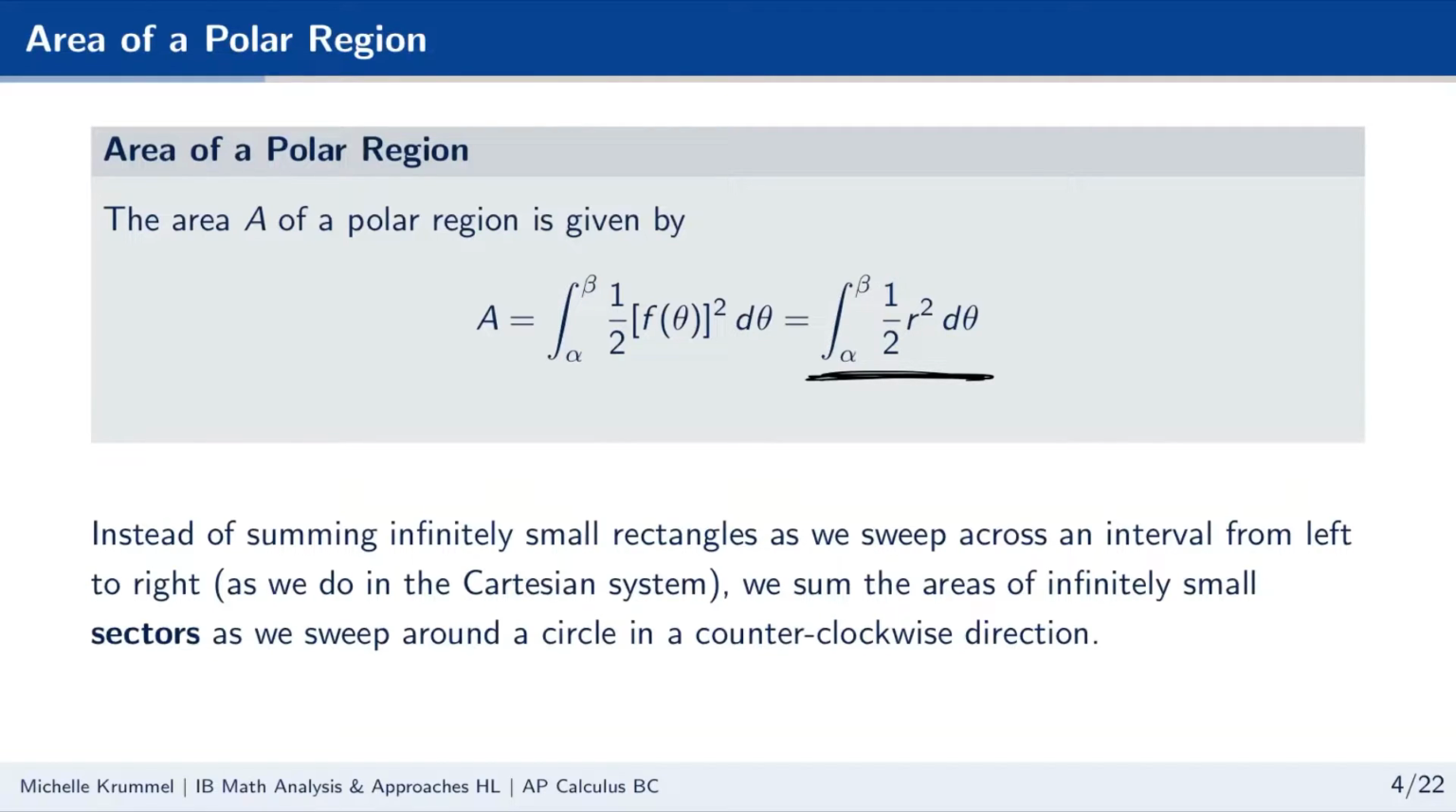The 1/2 is a constant multiple, so I usually bring that outside of the integral. 1/2, then we integrate on the theta interval, r squared d theta. And the r is just our polar equation. If our polar equation is in the form of r equals something in terms of theta, f of theta, then we just substitute that directly in for the r in this equation.